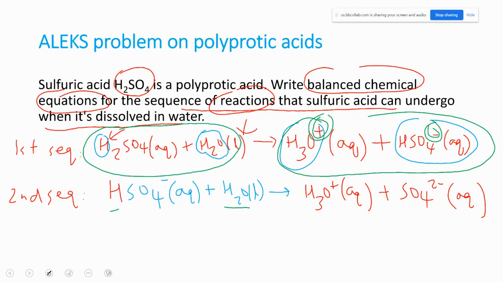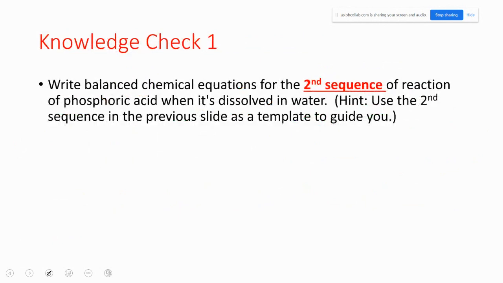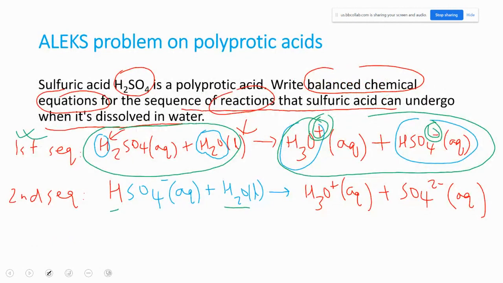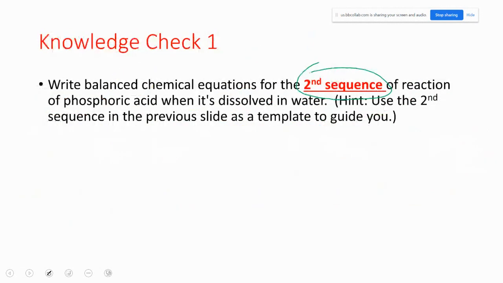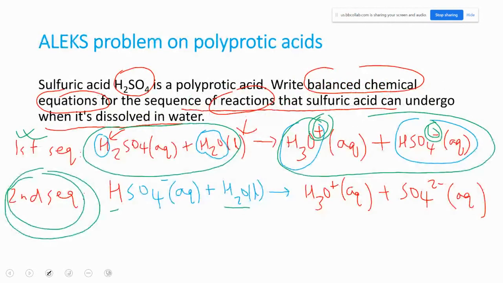All right, so based on that, your first knowledge question is asking you to write balanced chemical equations for the second sequence. Remember, this is your first sequence. I'm talking about the second sequence, but for which acid? I'm talking about phosphoric acid when it's dissolved in water. I hope this makes sense, and this example that I gave you helps you answer this question.